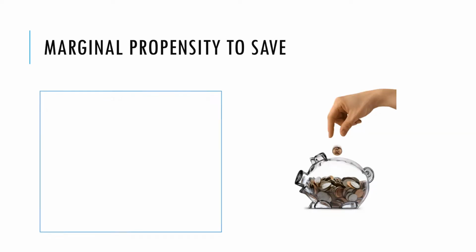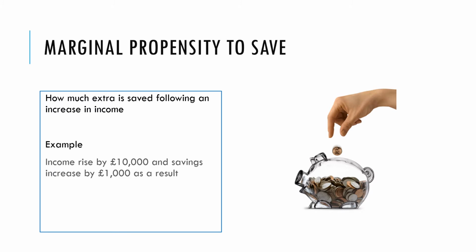The marginal propensity to save. How much extra is saved following an increase in income? For example, if incomes rise by £10,000 and savings increase by £1,000 as a result, the marginal propensity to save would be 0.1, 10%. People in this economy are saving 10% of every extra bit of income that they earn.